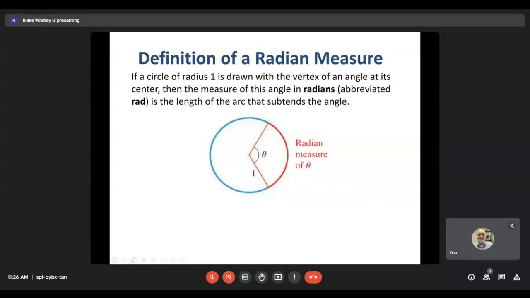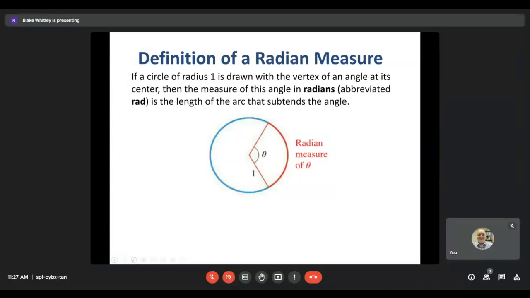And so if a circle of radius 1 is drawn with a vertex at the center of your circle, the angle measure for that central angle is going to be equal to the radian measure around the arc length of your circle. Okay, now what this basically means is if you draw your angle and it intersects the circle, that arc length that's shaded in red there is going to be equal to whatever that central angle measure is, as long as the radius of your circle is 1.